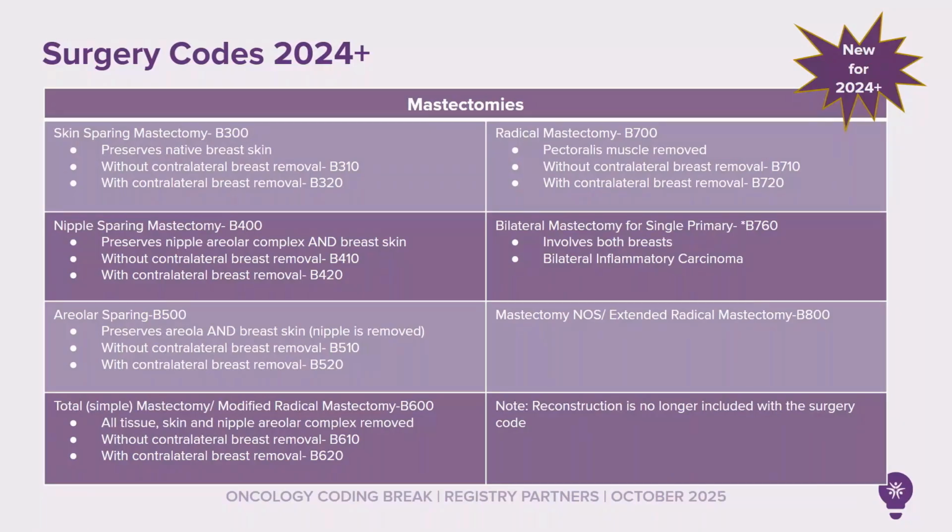Radical mastectomy removes all breast tissue, the nipple areolar complex, breast skin, and the pectoralis muscle, and it's performed with a level 1 through 3 axillary lymph node dissection under B700. A bilateral mastectomy for a single primary involving both breasts, such as for inflammatory carcinoma, is coded to B760. Extended radical or a mastectomy NOS is coded in B800. And just a final note that reconstruction is no longer included within the surgery codes. Instead, these are collected in the hospital and summary breast reconstruction fields, which leads us to our next slide.